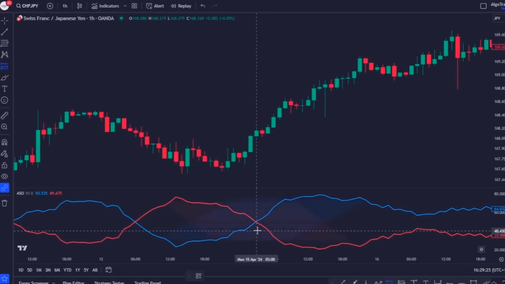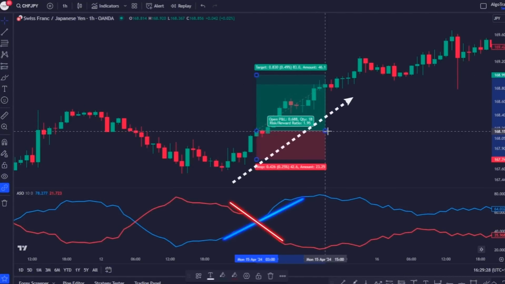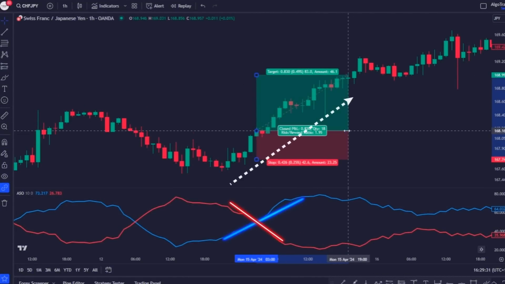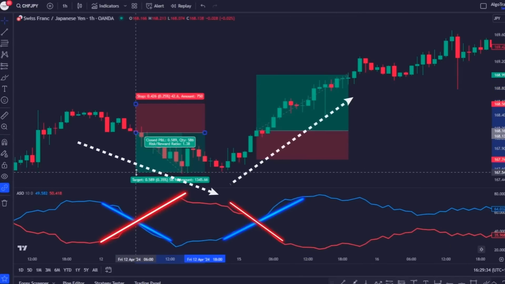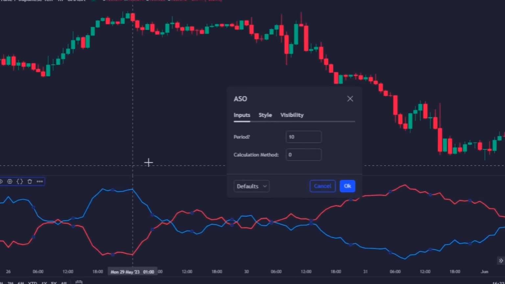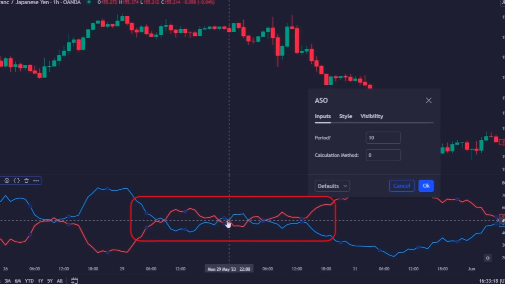When the bulls line crosses above the bears one, it means the market's price has a high probability of rising, and the opposite is true when the bears line crosses above the bulls one. By default, its settings are 10 for the period and 0 for the calculation method. But to clear some fake signals like this one here, I prefer to increase the period to 32.